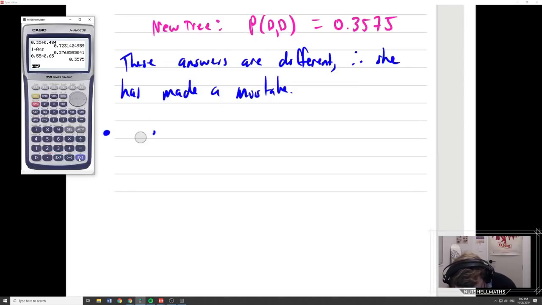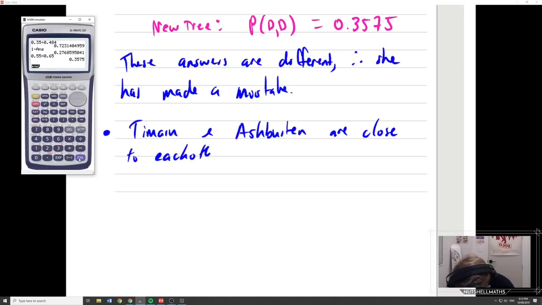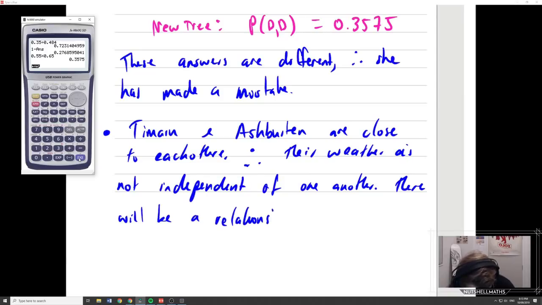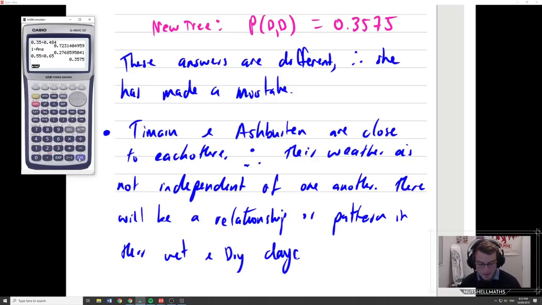2 places. What are the 2 places? Timaru and Ashburton are close to each other. Therefore, their weather is not independent of one another. There will be a relationship or pattern in their wet and dry days. She has ignored this or not taken into account or whatever. Okay.